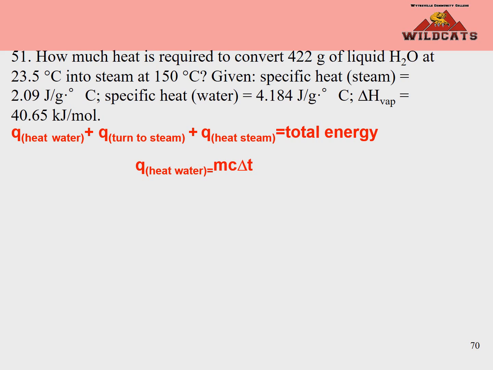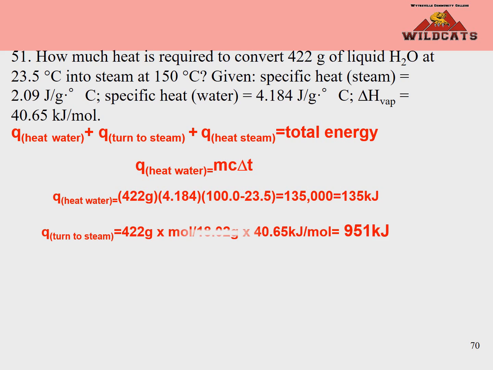So the heat of the water is MCΔT. If you notice, the heat capacity of water is given in joules per gram per degree Celsius. This is Q equals MCΔT. And so we're going to end up with 135 kilojoules. Then we're going to turn it into steam, so we have to turn that grams of water into moles of water, because our heat of vaporization is given in kilojoules per mole.